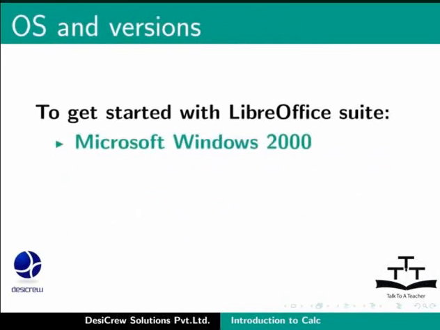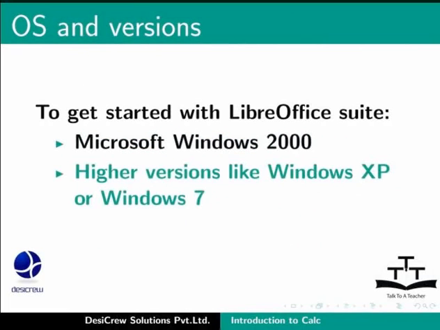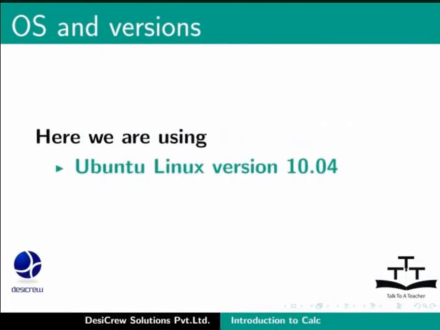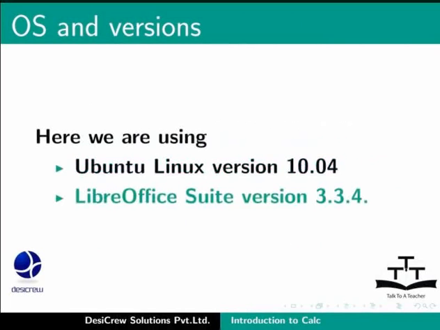To get started with LibreOffice Suite, you can use either Microsoft Windows 2000 and its higher versions like MS Windows XP or MS Windows 7, or you can use GNU Linux as your operating system. Here we are using Ubuntu Linux version 10.04 as our operating system and LibreOffice Suite version 3.3.4.